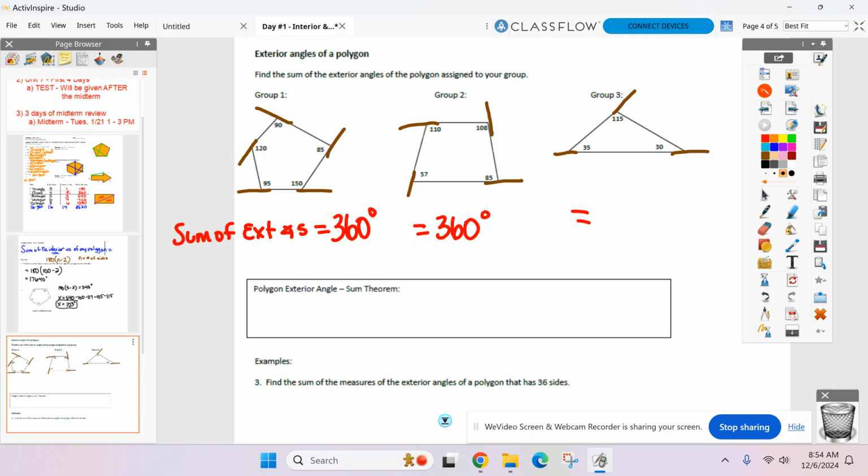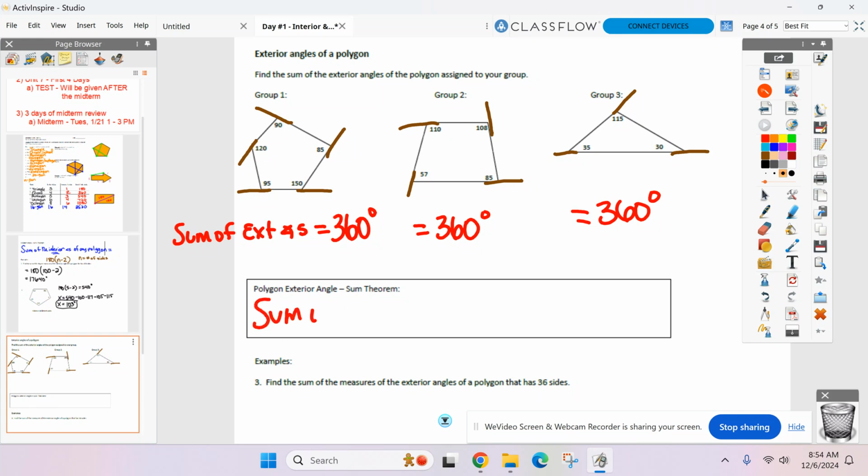Hey, group 3. Every single group, no matter how many sides it had, ended up with all the exterior angles adding up to 360. That's an easy pattern to figure out, huh? Doesn't matter the number of sides. No, it does not.